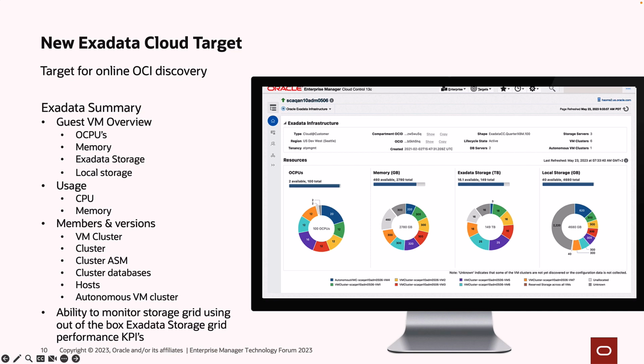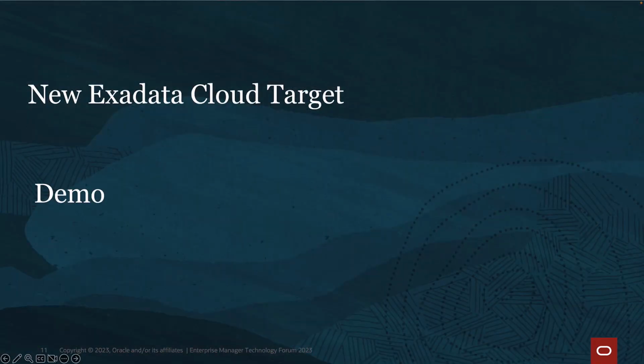This page has another benefit compared to the offline page. It is possible to see relations between targets, such as which ASM, cluster, and databases are running in a certain cluster. We can also drill down to a specific DomU, storage server, or storage grid, or to a database to see more details. And we have the same ability to monitor the storage grid, and it's also possible to use our predefined Exadata storage grid performance KPIs. So let's take a look at the new Exadata Cloud target in a live environment.